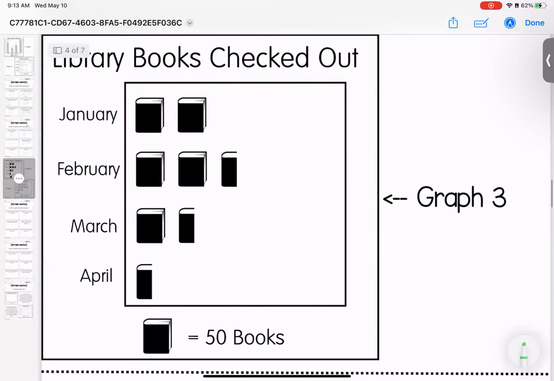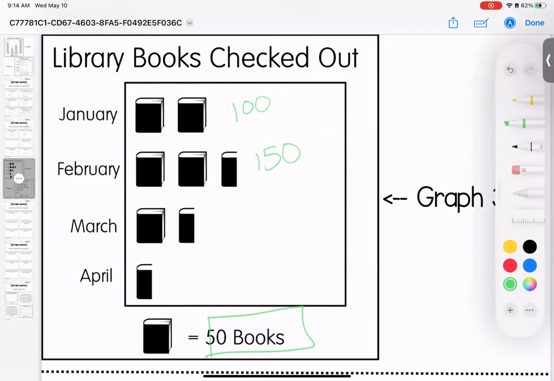All right, loves. Graph number 3 is looking at books that were checked out. So if we're looking at these, each one is 50 books. So this is 100. This is 150. This is, oh, I'm sorry. The half is not 50. Wait a minute. A half of 50 is 25. I had the last one stuck in my head. Then we have 50 plus 25 is 75, and down here is 25.